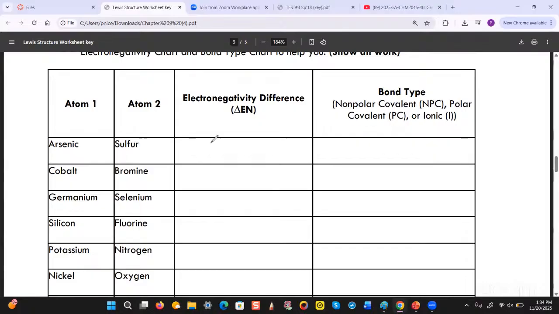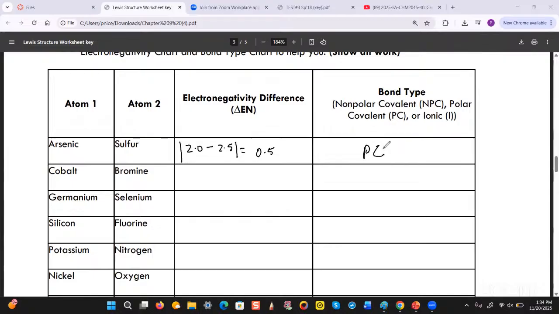So for example, in the case of the first one, arsenic, let me look up the value of arsenic. Arsenic has a value of 2.0. And sulfur has a value of 2.5. And you're going to use the absolute value, right? So regardless of the sign, it's going to be positive. So this gives you 0.5. And according to what I showed you, if the difference goes from 0.5 to 1.7, then it is polar covalent. So the answer here would be PC.